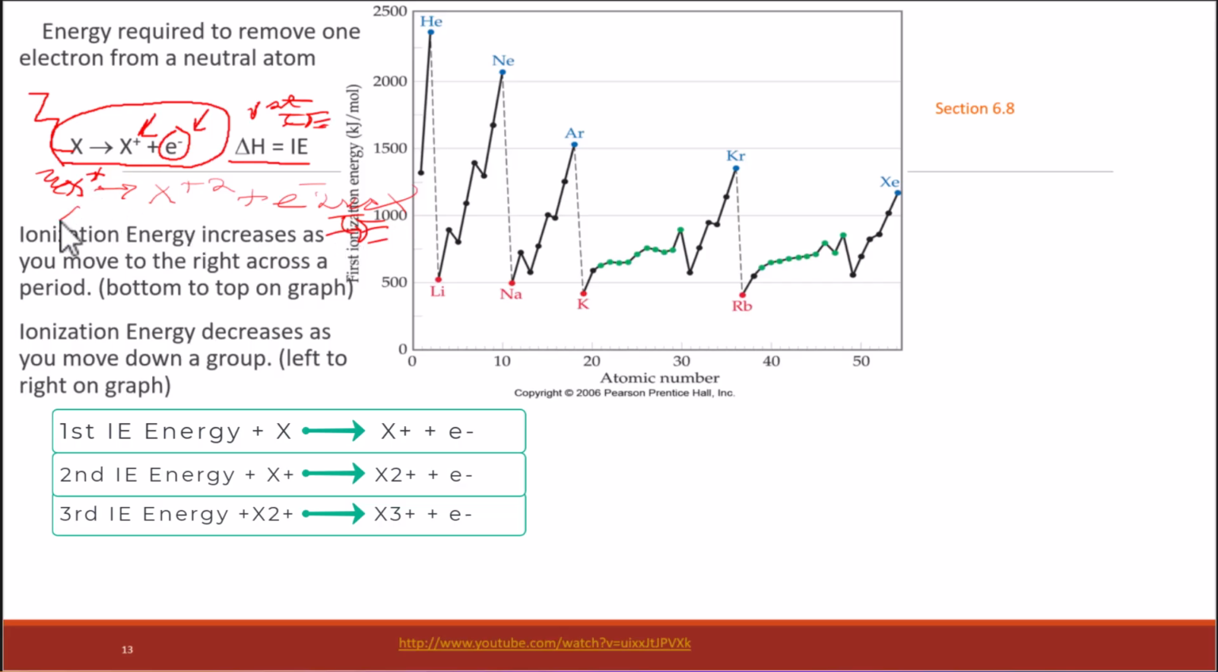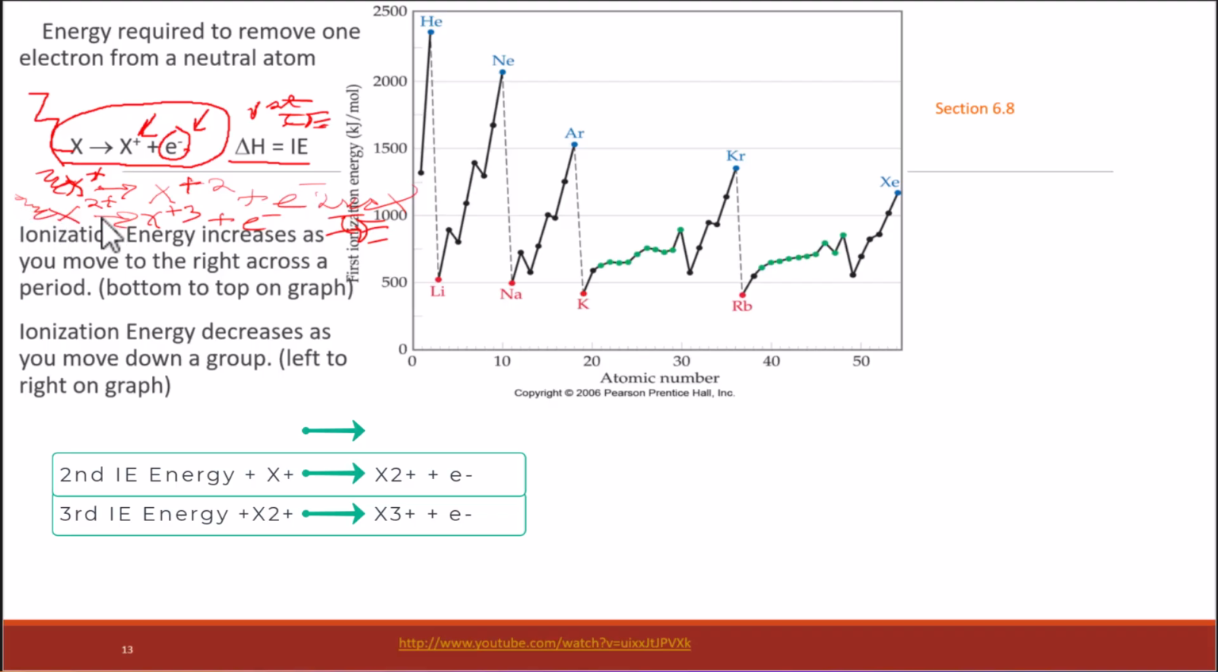And if we were to do the third ionization energy, we would start with a 2+ over here. You'd have to hit it with even more energy to knock another electron off, which would give us a +3 cation plus one more electron. So this would be the equation for the first ionization energy. Then you would have an element with a +1 charge, hit it with some more energy. That would give you an element with a +2 charge and an electron over here on the product side.